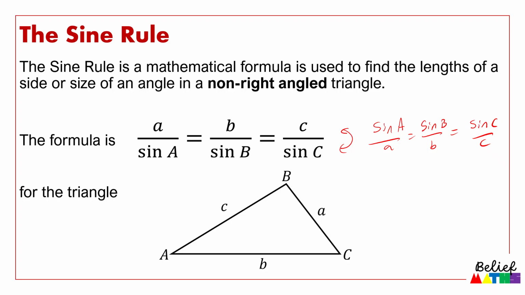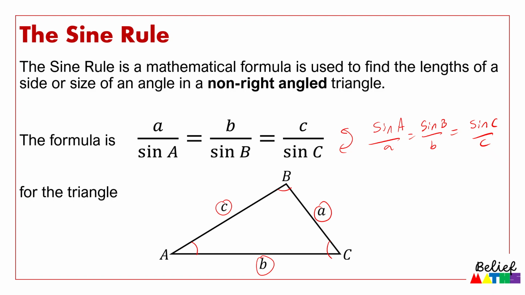And again, just what the notation means. Capital A, capital B, capital C mean the angles, so A, B and C, and then lowercase a, lowercase b and lowercase c are the sides opposite those letters. So angle A, capital A, is opposite side a, which is lowercase a, and continues for B and C.